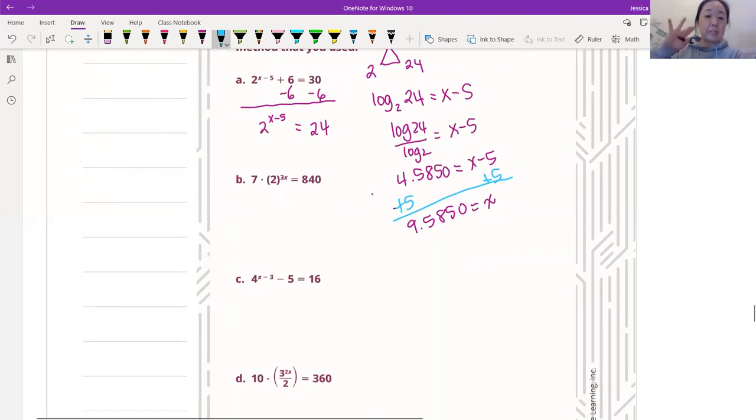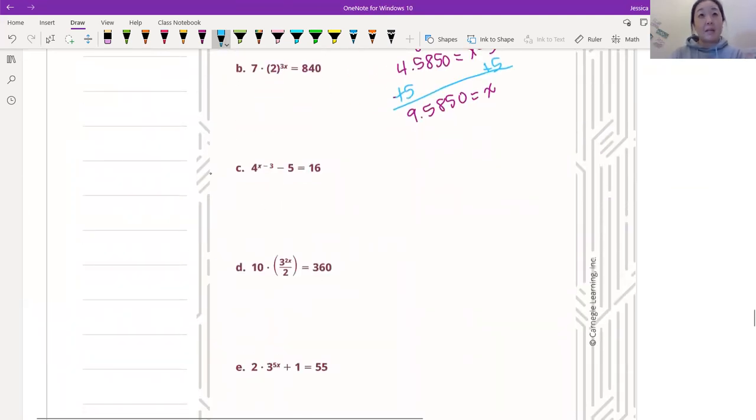Remember, for us, we're going to normally round it to 4 decimal places. Okay, that's the 10,000ths place. So again, try B, C, D, and E. All right, and then check your answers. All right, here again, we're dividing by 7.